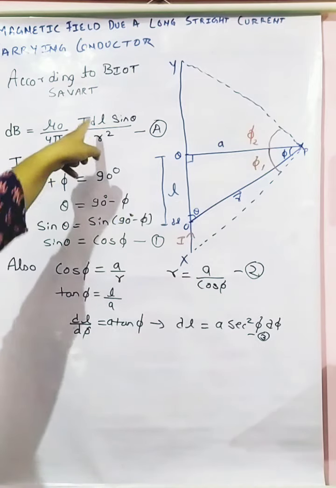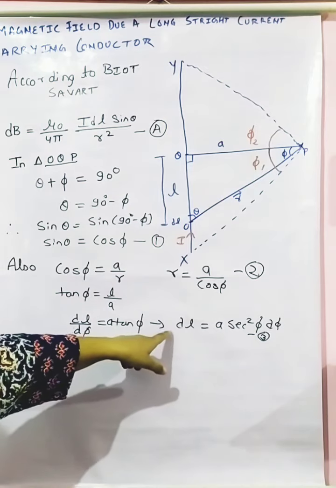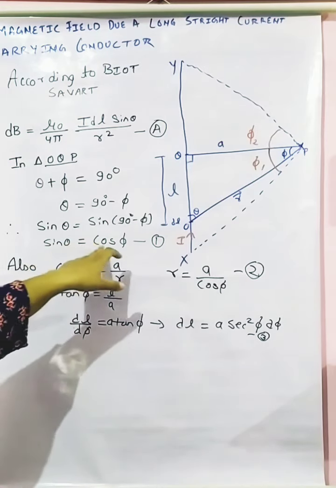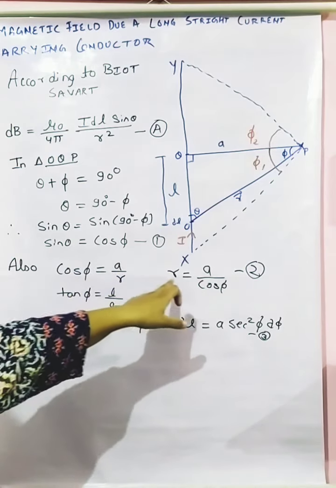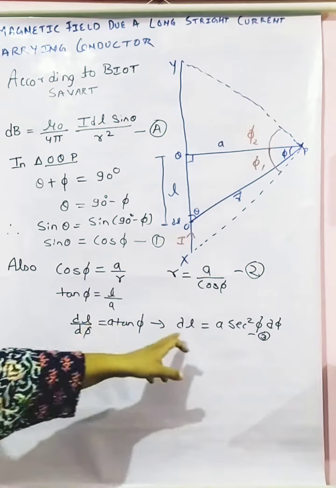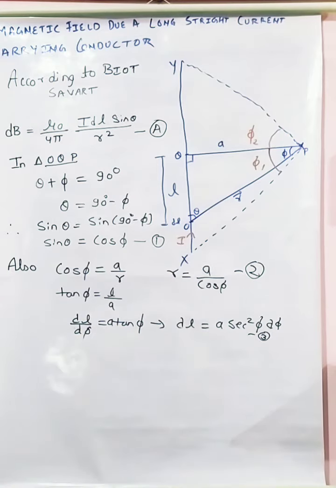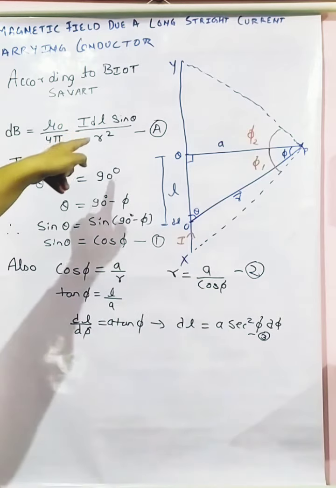Because I need to substitute in this particular expression and calculate what the magnetic field will be at point P. So what I have obtained is that sin theta can be written as cos phi. Cos phi is A upon R, so R can be A upon cos phi. Tan phi is L upon A, so dL will be A sec square phi d phi. Now substitute equations 1, 2, 3 in equation A.